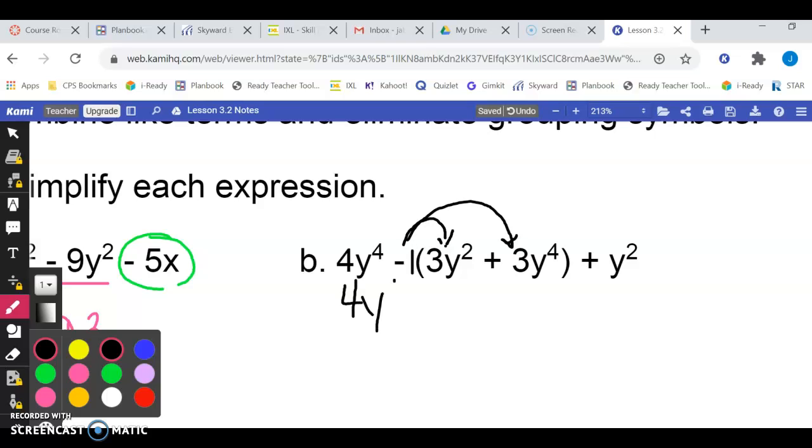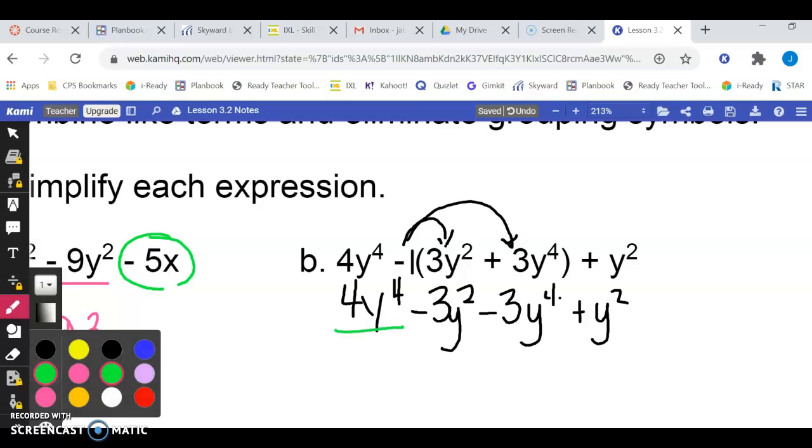So our new problem, -1 times 3 is going to be a -3y squared, and a 3y to the fourth times a -1 is a -3y to the fourth, and then we have the plus y squared. So now we can go through and simplify that. So my first term, 4y to the fourth, there's another y to the fourth back here, it's -3. So 4 minus 3 is 1y to the fourth, so we just write y to the fourth.